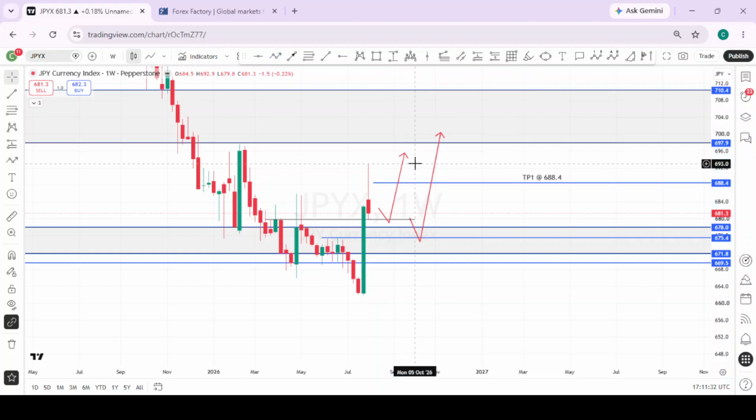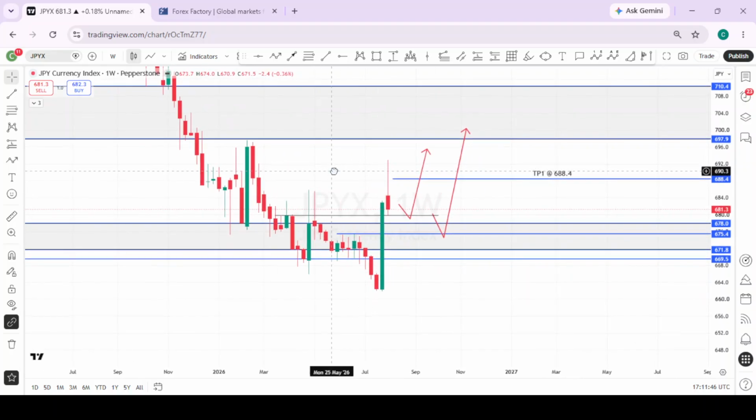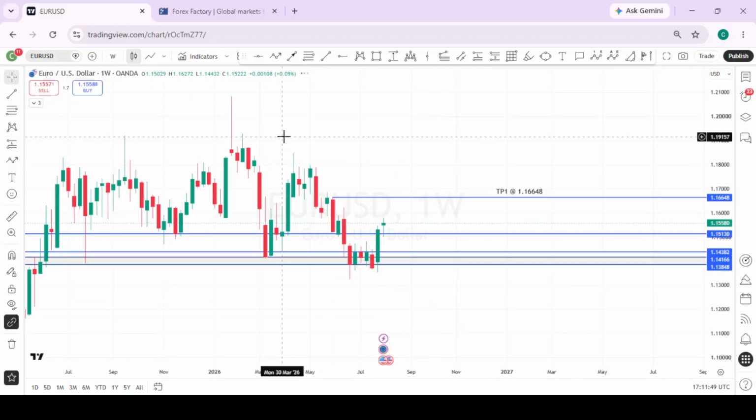So we're going to look out for this particular structure point we have here, and then we'll look for buying opportunities from here. If it doesn't work or if we don't get any confirmation, we'll wait for price to hit this area of interest we have here before we look for buying opportunities to the upside for the Japanese yen index for the coming week.